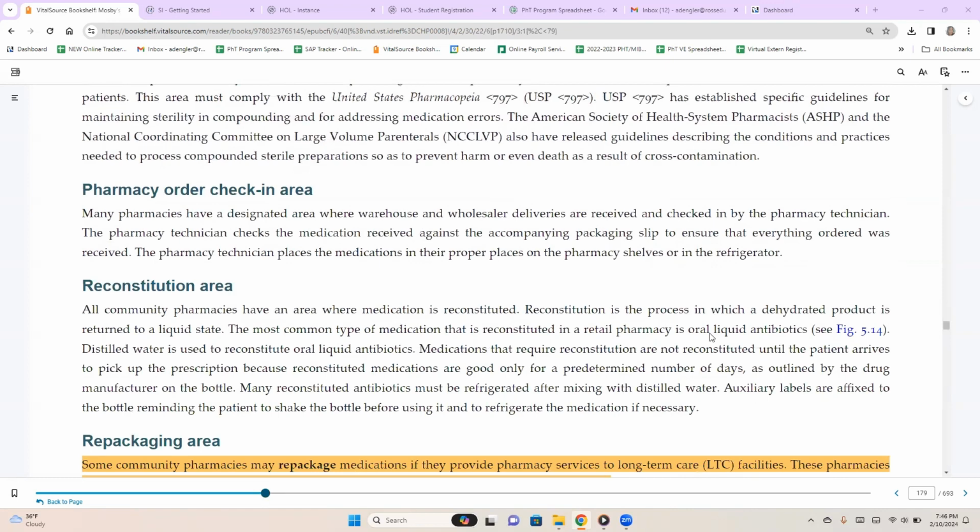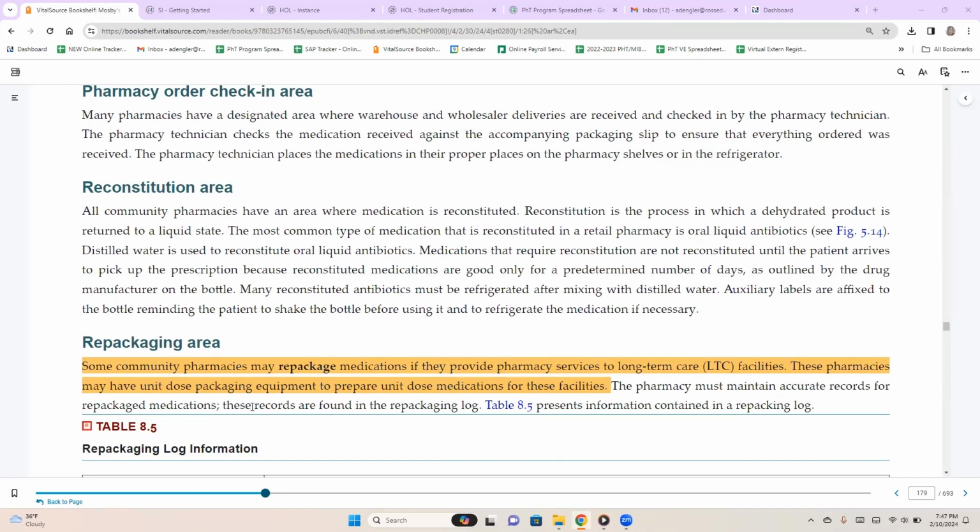Many pharmacies have a designated area where warehouse and wholesaler deliveries are picked up and received by the pharmacy technician. The pharmacy technician checks the medication received against the accompanying packaging slip to ensure that everything ordered was received. The pharmacy technician places the medications in their proper places on the shelves or in the refrigerator.